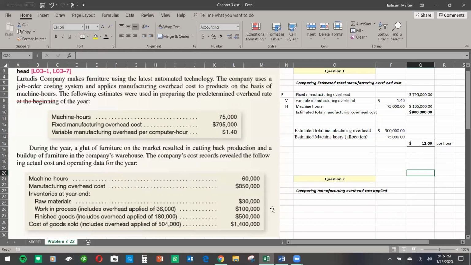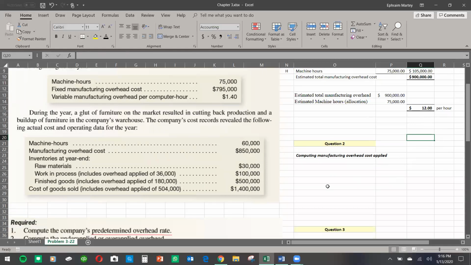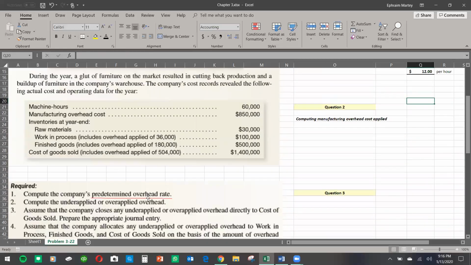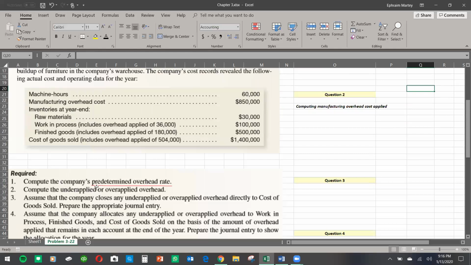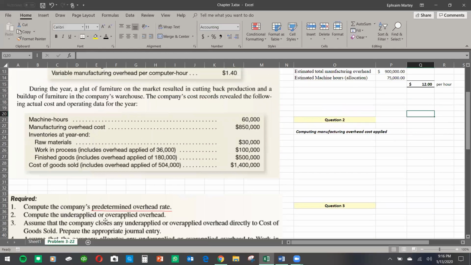So if they use 2 hours to produce a product or to manufacture something, $24 will be applied to it, because $12 is 1 hour. So every hour will be accumulated in the same step. Okay, let's go ahead. Now we have the predetermined overhead rate. Now we have been asked to compute the under-applied or over-applied overhead.